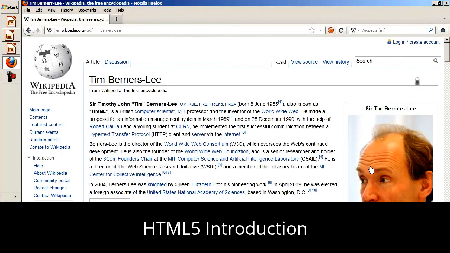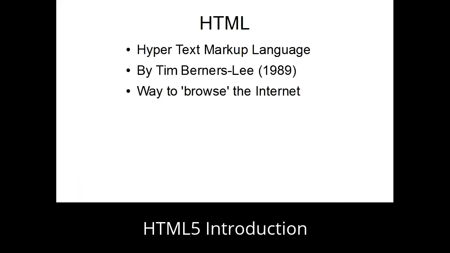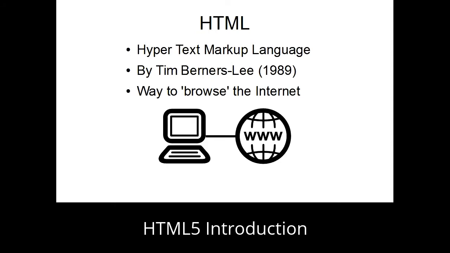This is the guy. He's a British computer scientist, also a professor, and back in those days he was working at CERN in Switzerland. What did he do? He made a way to browse the internet. How did it work before Tim made his invention?